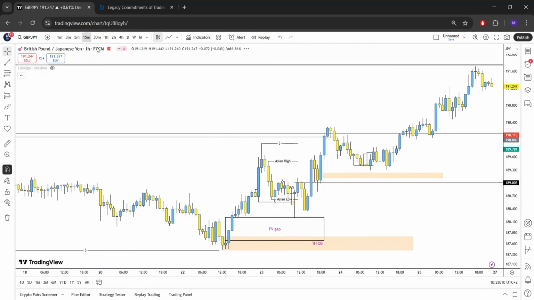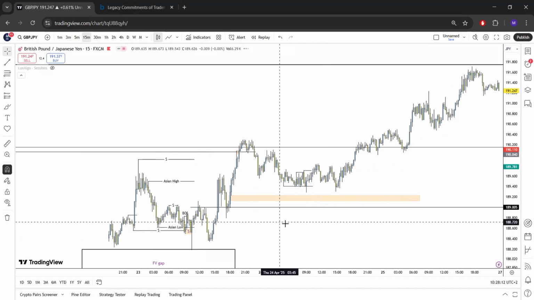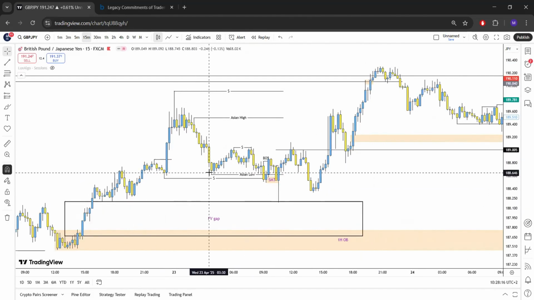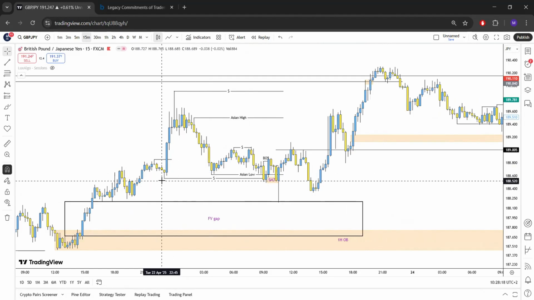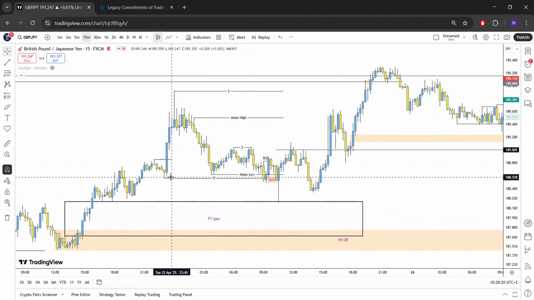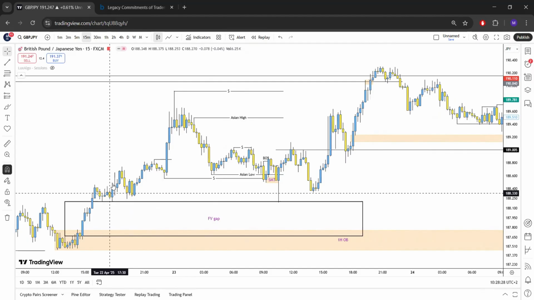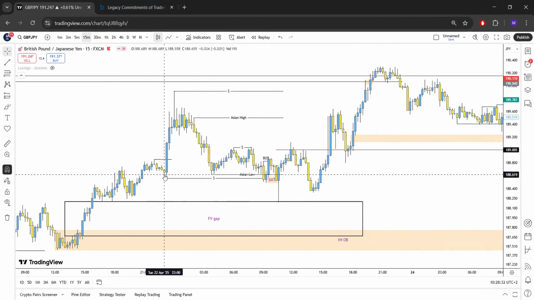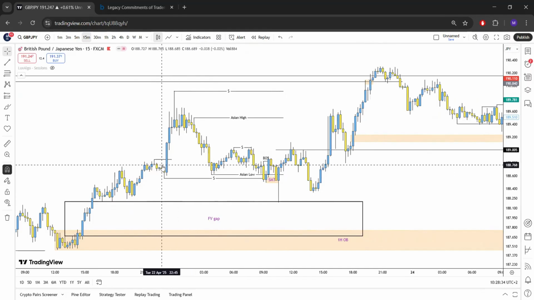Now, if I was to drop down to the 15-minute real quick, you can see that with this Asian low that was created around 3:45, we also had this order block, which is something that I call a smart money trap, which I got from our car. So essentially, we had this impulsive push on the 15-minute. You can see that we are making higher highs, higher lows.